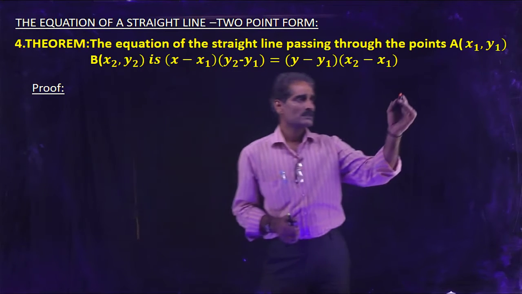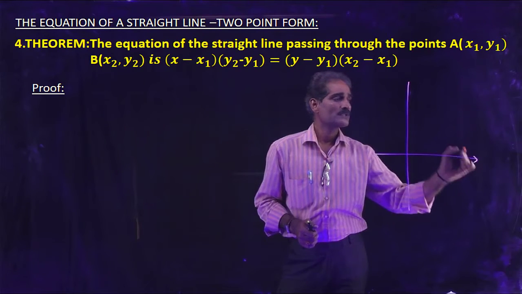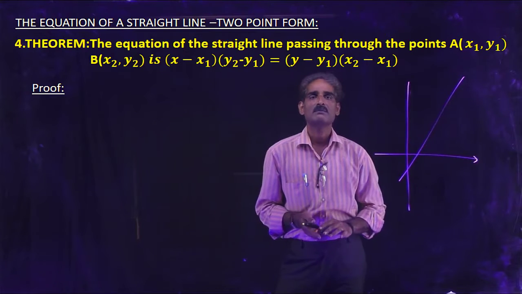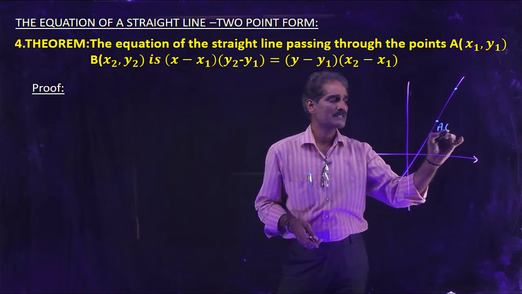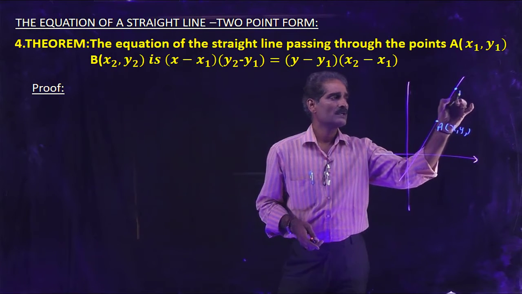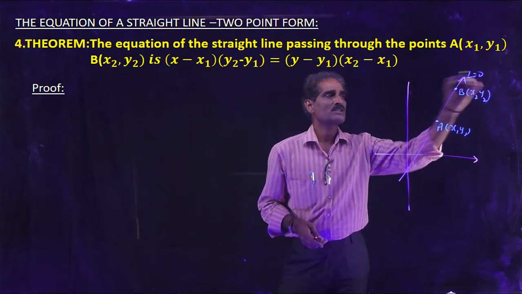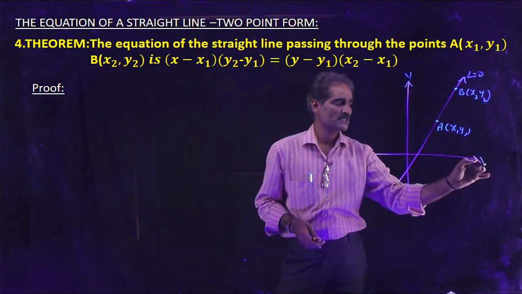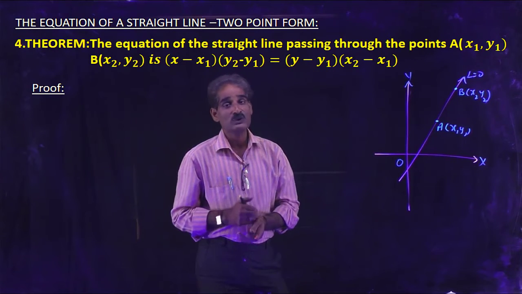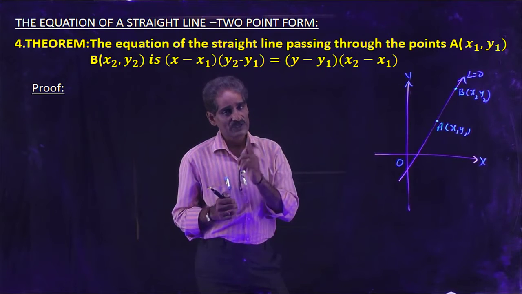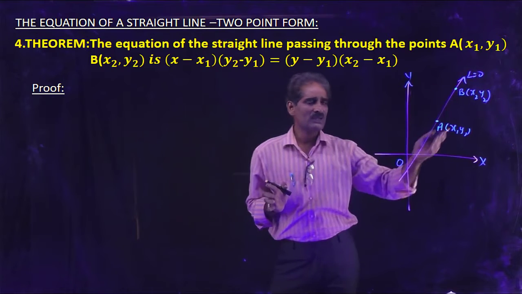So consider the y-axis and x-axis. Suppose this is the position of the line. These are the 2 points A and B: A (x1, y1) and B (x2, y2). Let us take the equation of the line L. This is the y-axis, the x-axis, this is the origin. We have a clear idea about the slope point form. If you know a point on the line and the slope of the line, we can write the equation of the line. So consider, take any one of the 2 points.